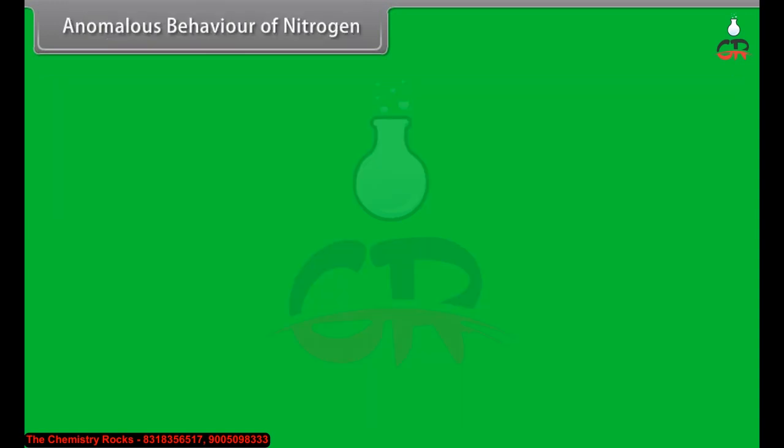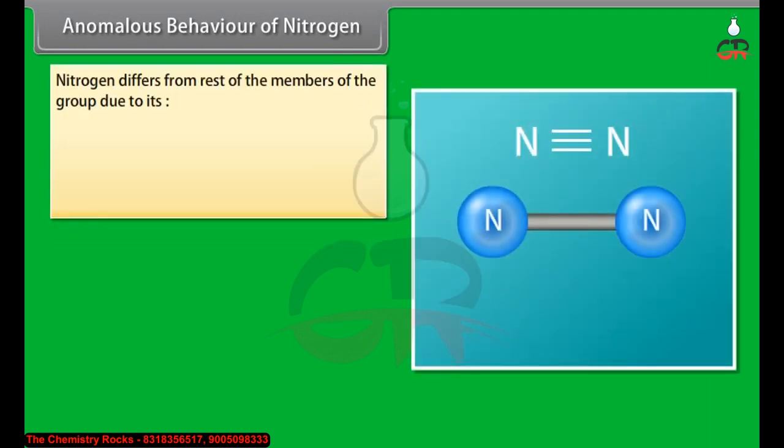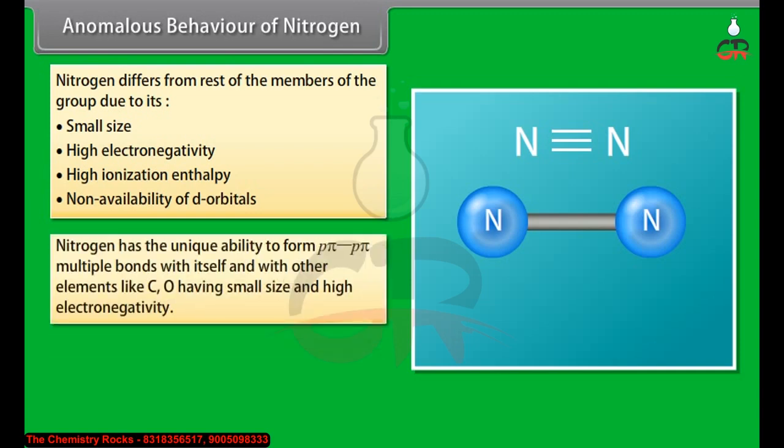Anomalous behavior of nitrogen. Nitrogen differs from the rest of the members of the group due to its small size, high electronegativity, high ionization enthalpy, and non-availability of d orbitals. Nitrogen has the unique ability to form pi-pi multiple bonds with itself and with other elements like carbon and oxygen, having small size and high electronegativity.